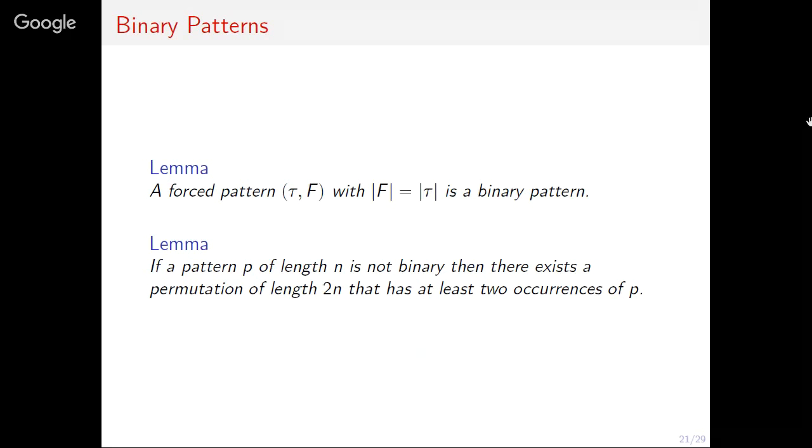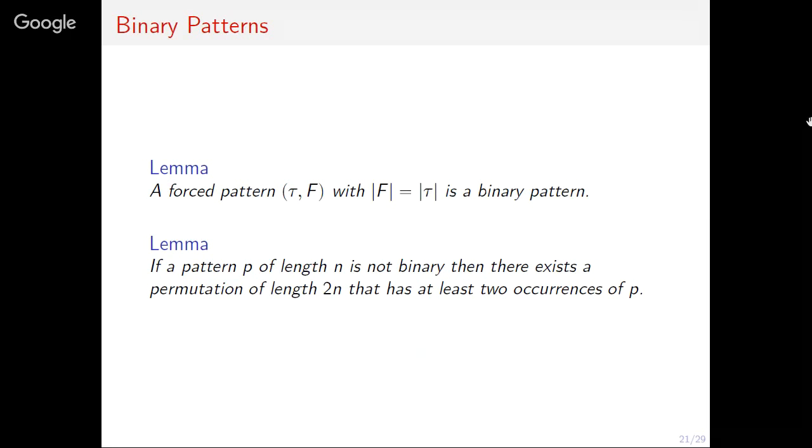So if a pattern is not binary, then there exists a permutation of length twice the length of the permutation pattern that has at least 2 occurrences of the pattern. Why is that? If we take some permutation that contains 2 occurrences of it, and remove all the points that are not in these 2 occurrences, then that permutation is of length at most 2n.